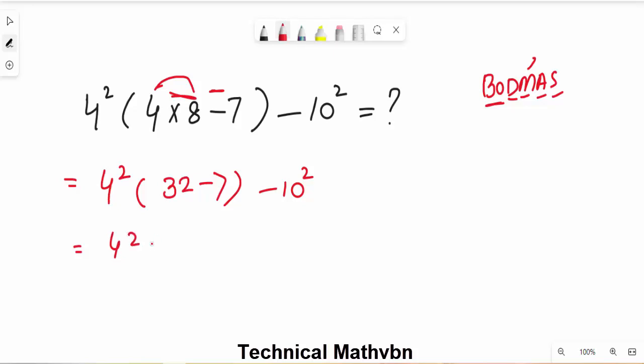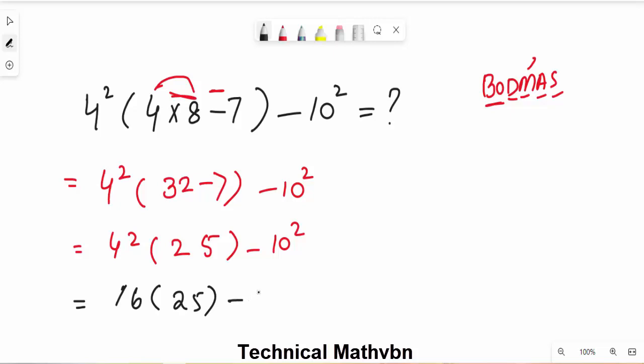4 square into 32 minus 7. So the answer is 25, minus 10 square. Clear? 32 minus 7 is this. Now 4 square is 16, into 25, minus 10 square is 100.